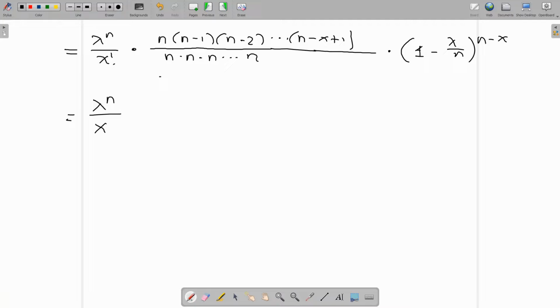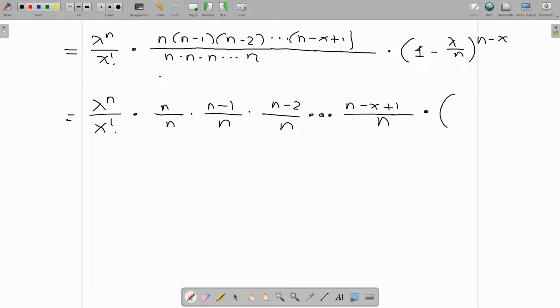So we have here x factorial times n over n times n minus 1 over n times n minus 2 over n times dot dot dot up to n minus x plus 1 over n times 1 minus lambda over n to the power n minus x.